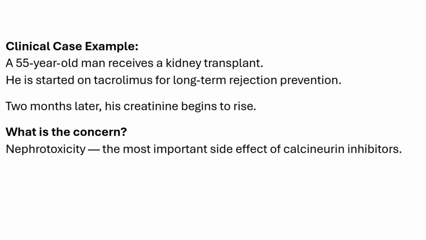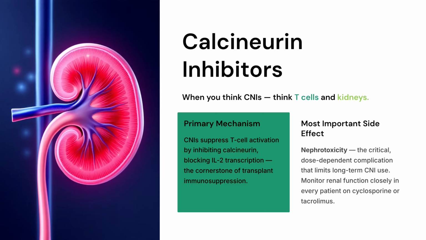Clinical case example. A 55-year-old man receives a kidney transplant. He is started on tacrolimus for long-term rejection prevention. 2 months later, his creatinine begins to rise. What is the concern? Nephrotoxicity, the most important side effect of calcineurin inhibitors. When you think CNIs, calcineurin inhibitors, think T-cells and kidneys.